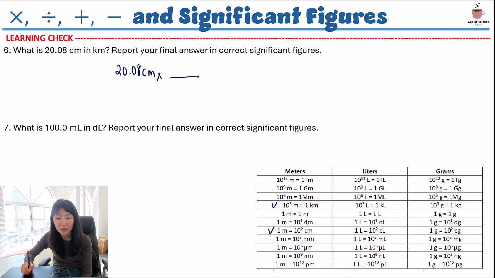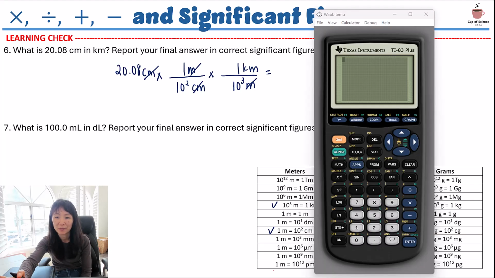Why? Because we want to cancel out the centimeters first. So 10 to the second centimeters for every 1 meter. That cancels out centimeters. Keep going, and then I have 10 to the third meters for every 1 kilometer. And so this cancels out. Let's punch this into the calculator.